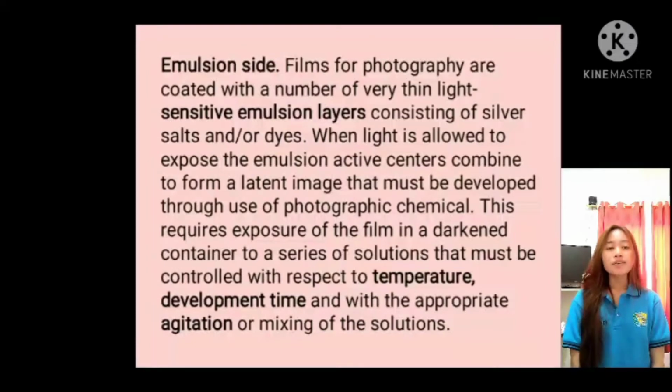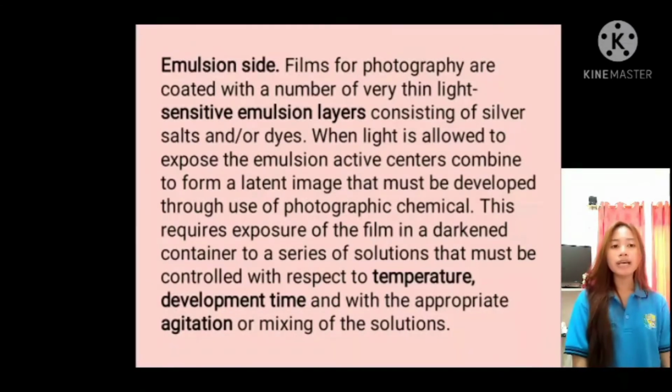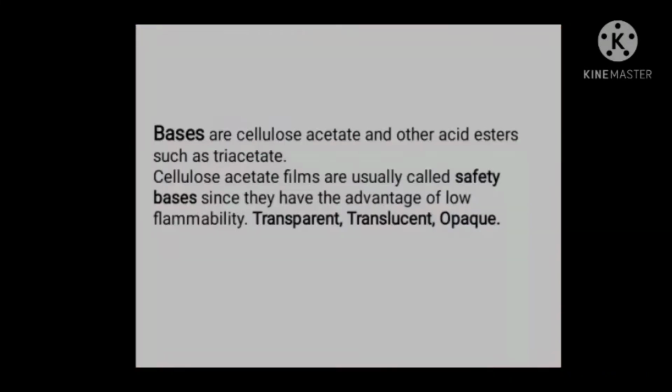First, emulsion side. Films for photography are coated with a number of very thin layers called the light sensitive emulsion layer. The sensitive emulsion layer consists of silver salts or dyes. When light is allowed to expose the emulsion, active centers combine to form a latent image that must be developed through the use of photographic chemicals. This requires exposure of the film in a dark container to a series of solutions that must be controlled with respect to temperature, development time, and with the appropriate agitation or mixing of the solution.